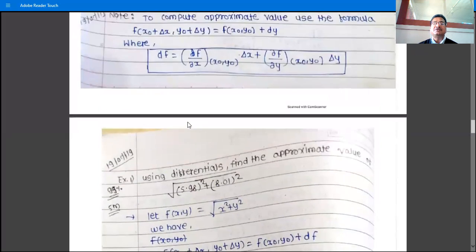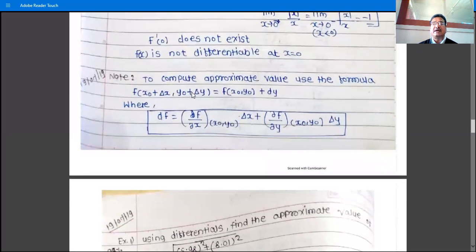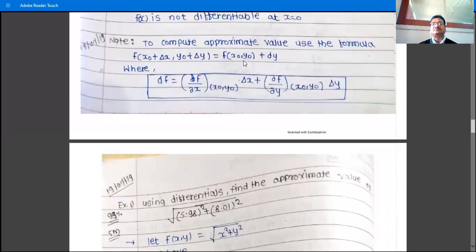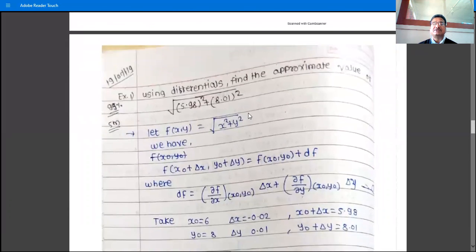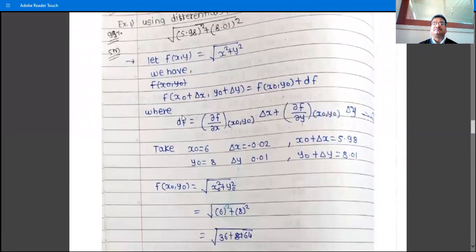Then write this formula: f(x naught plus delta x, y naught plus delta y) is equal to f(x naught, y naught) plus df, and df is this. So write the first formula, df is this, and then take x naught as the nearest number to 5.98. What is the nearest integer to 5.98? It is 6. So take x naught as 6. And then take delta x in such a way that x naught plus delta x is 5.98. Obviously x naught is 6, therefore delta x is minus 0.02.